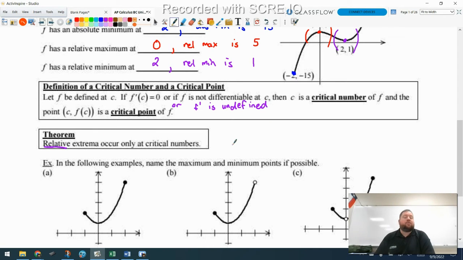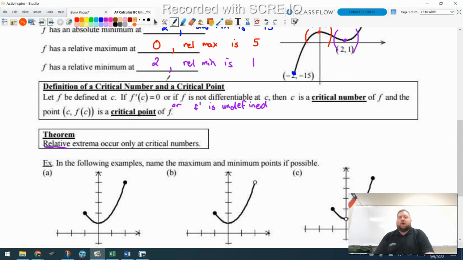occur only at critical numbers. So what you'll be finding here is all the values where a relative extrema could occur. Just because it's a critical number does not mean it's automatically a relative extrema, but a relative extrema will never occur at any other point other than a critical point.